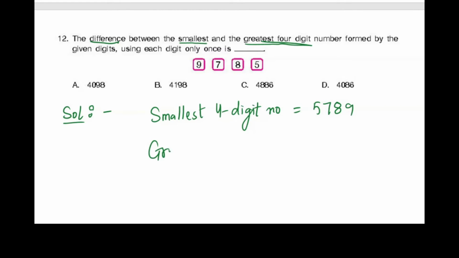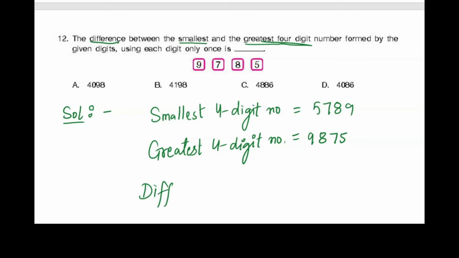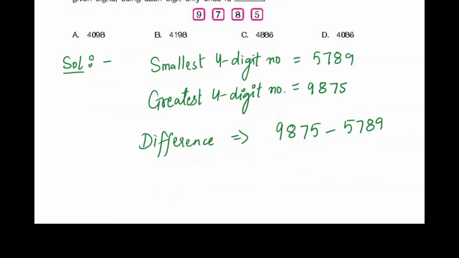What will be the greatest 4-digit number? Greatest 4-digit number will be 9875. Are we done? No. We have to find the difference. So difference means we have to subtract. So it will be 9875 minus 5789. Let's subtract.